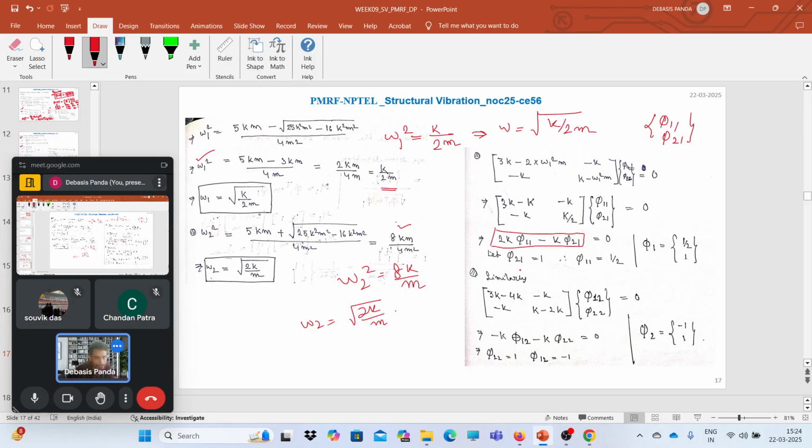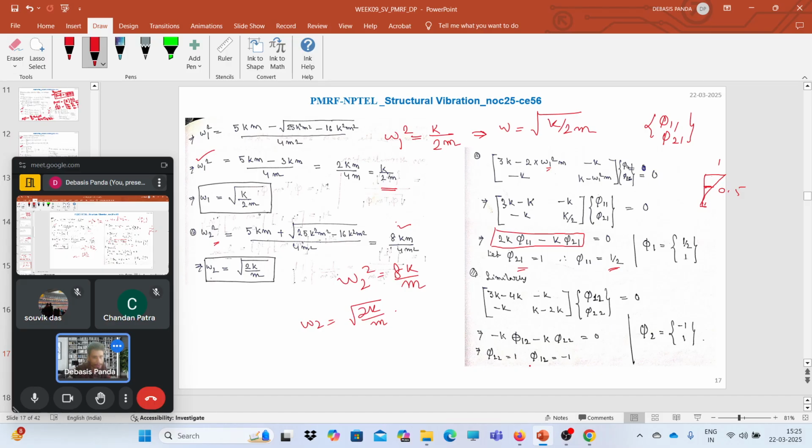Now for the last mode, we normalize it to 1. What will be the value of phi 1 1? We can find out phi 1 1 by 2. So phi 1 comes as 0.5 and 1, the first mode shape. And for the second mode shape, again replace omega 1 square by omega 2 square and do the same exercise.